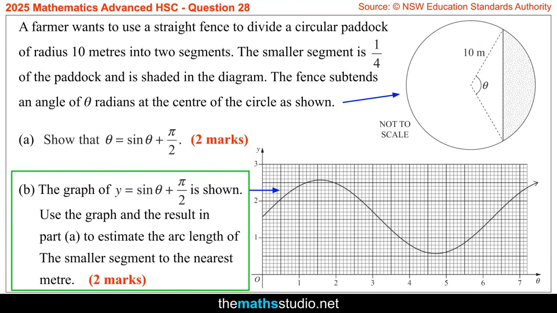Part B. The graph of y equals sine theta plus pi over 2 is shown. Use the graph and the result in part A to estimate the arc length of the smaller segment to the nearest meter.